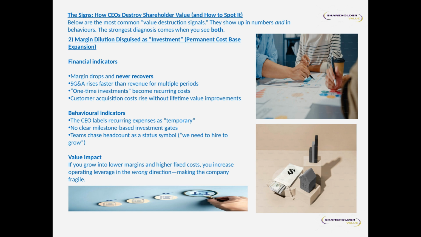Behaviorally, a CEO might downplay these recurring costs by calling them temporary or fail to set clear milestones to justify investments. Teams may also treat hiring more people as a sign of growth rather than focusing on efficiency. The danger here is that expanding into lower margins and higher fixed costs raises operating leverage in the wrong way. Instead of building resilience, it makes the company more fragile and vulnerable to shocks, ultimately destroying shareholder value.